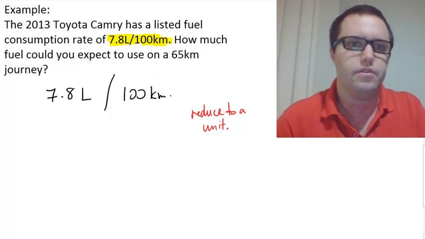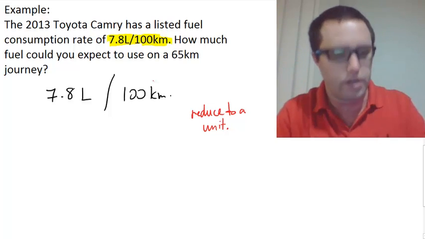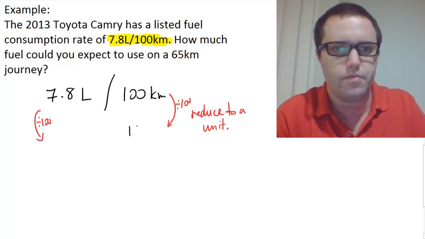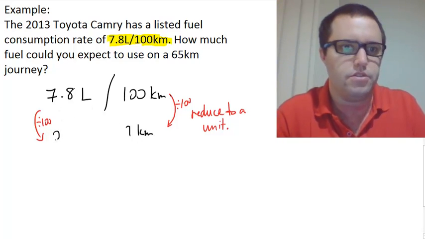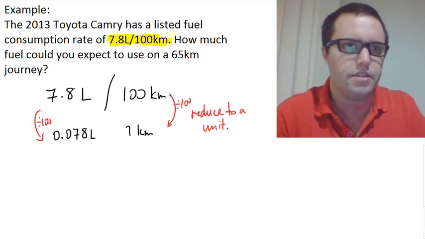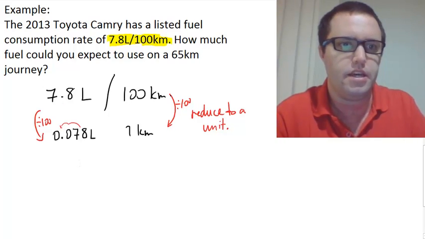Okay, now we're working with our kilometres, so I want to get from 100 kilometres down to just the 1 kilometre. So to get from 100 to 1, we're going to divide by 100, and I'm going to divide this side by 100 as well. So 1 kilometre, and this will be 0.078 litres per kilometre. Okay, so that's just dividing that one by 100. See, I've moved my decimal place this way twice to get it there.